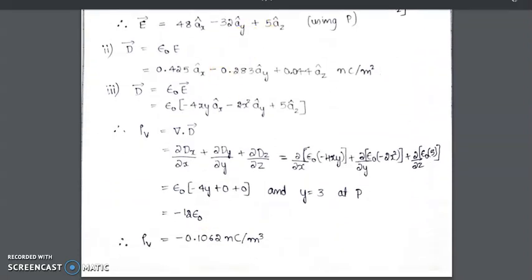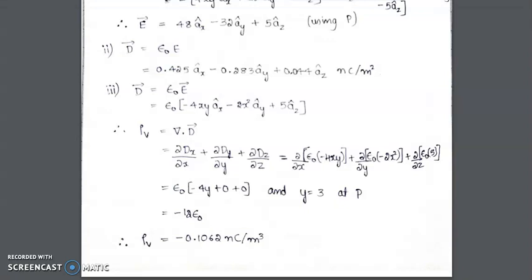In different coordinate systems. Then we will move on to the next topic.